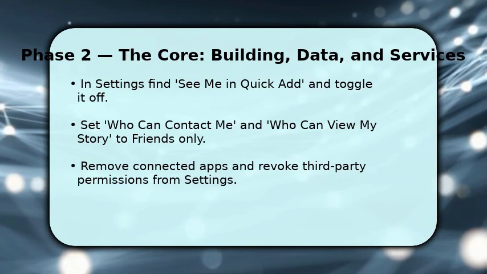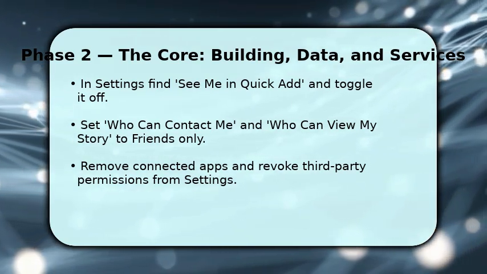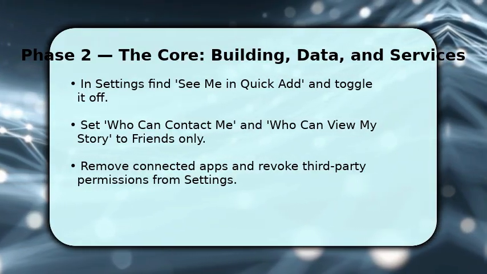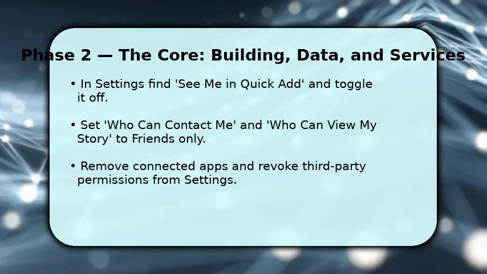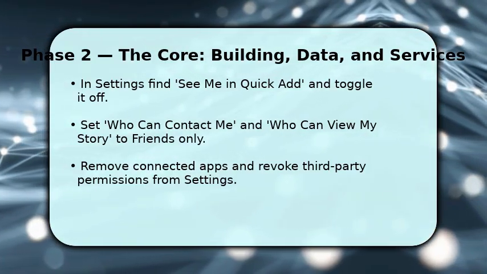Once done with permissions, move to Discoverability Controls. Find the Quick Add toggle, labeled See Me in Quick Add, and switch it off. This prevents algorithmic suggestions. Then make sure who can contact me and who can view my story are friends only, because looser settings leak your presence.